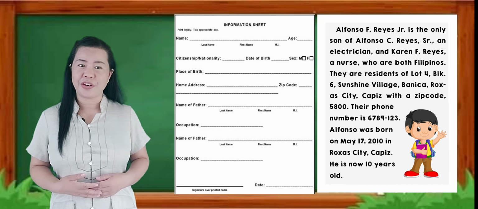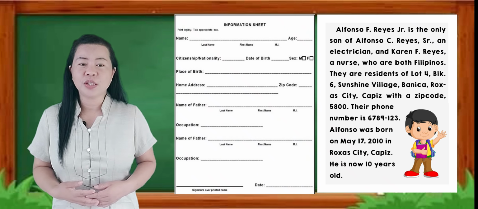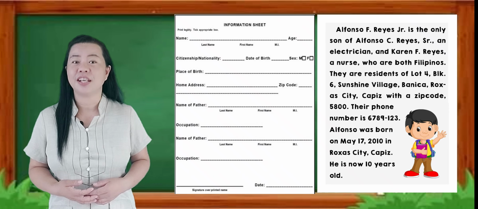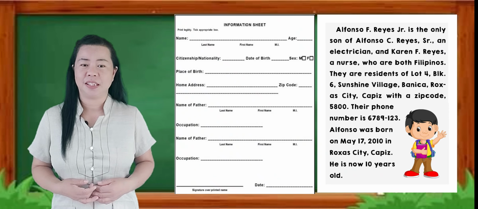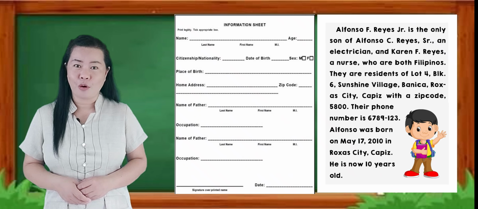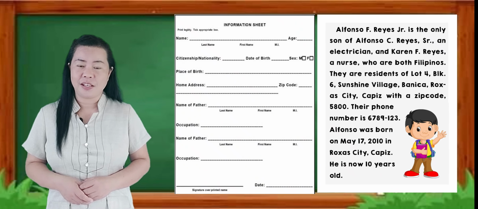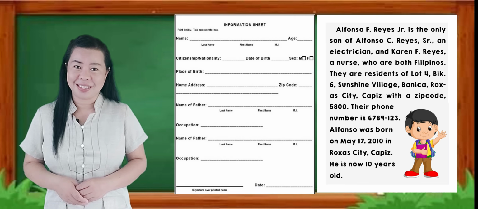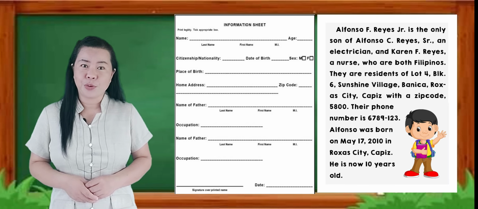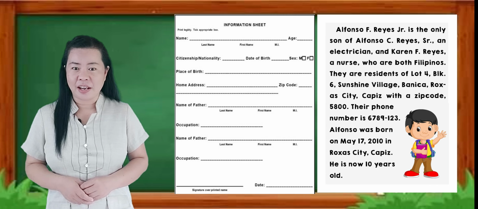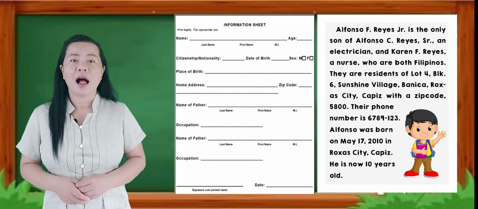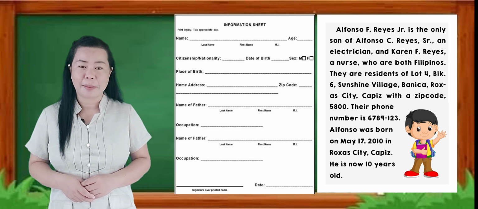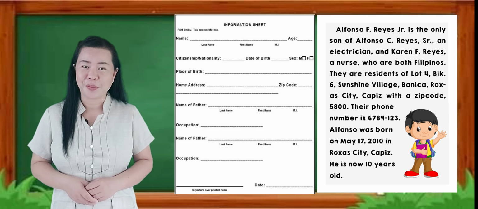Alfonso F. Reyes Jr. is the only son of Alfonso C. Reyes Sr., an electrician, and Karen F. Reyes, a nurse, who are both Filipinos. They are residents of Lot 4, Block 6, Sunshine Village, Banica, Ross City, Capiz, with a zip code 5800. Their phone number is 6789-123. Alfonso was born on May 17, 2010, in Ross City, Capiz. He is now 10 years old.